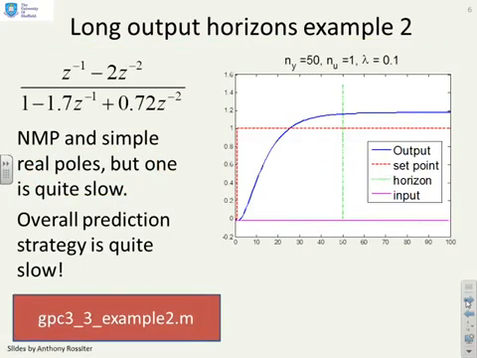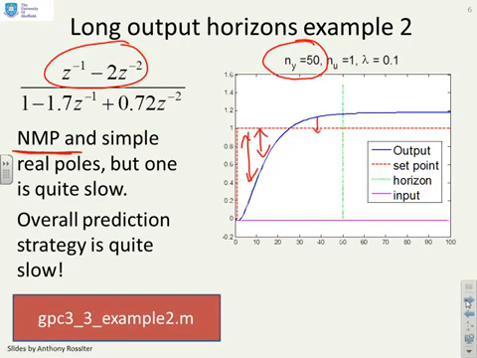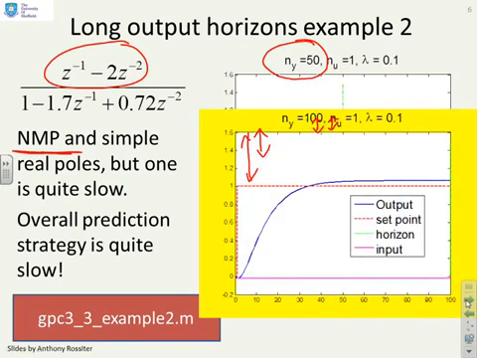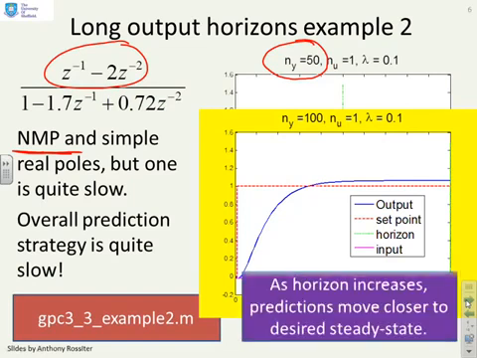Different example then. You'll remember this second example had a non-minimum phase characteristic. You'll see that if you look at this numerator, but one of the poles is quite slow. With ny equals 50, the predictions aren't too bad, but you'll notice, as before, that it's giving a sort of compromise between positive errors and negative errors within the prediction horizons, but it's not too bad. If I increase the horizon, ny equals 100, again you see the steady state errors have reduced. So as I increase the horizon, the errors are getting smaller.